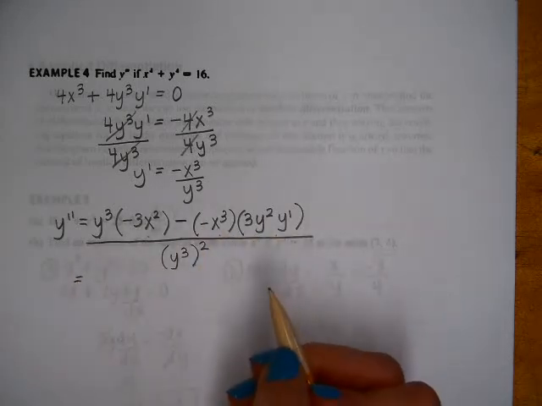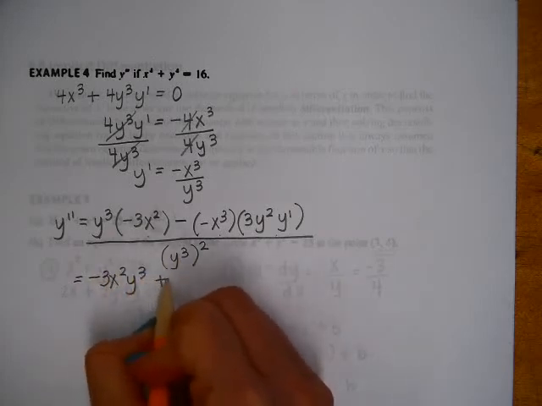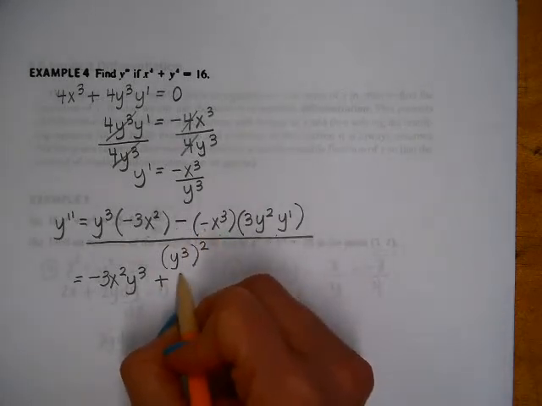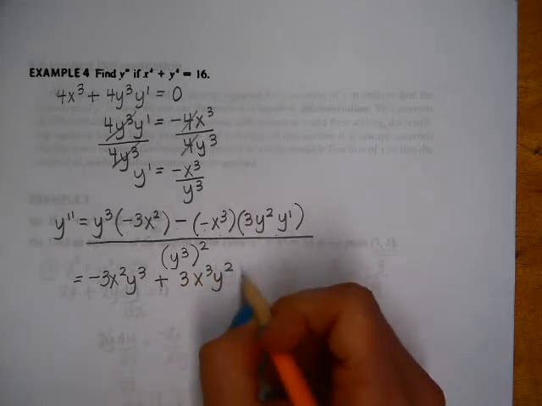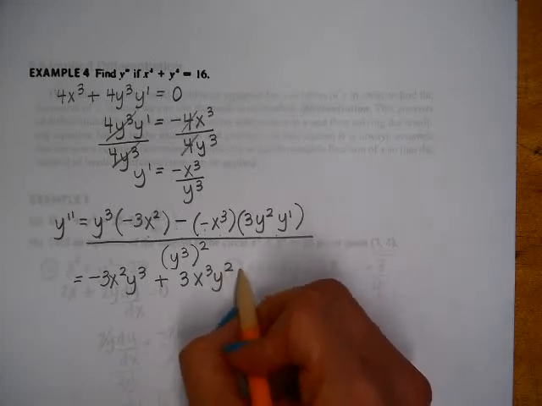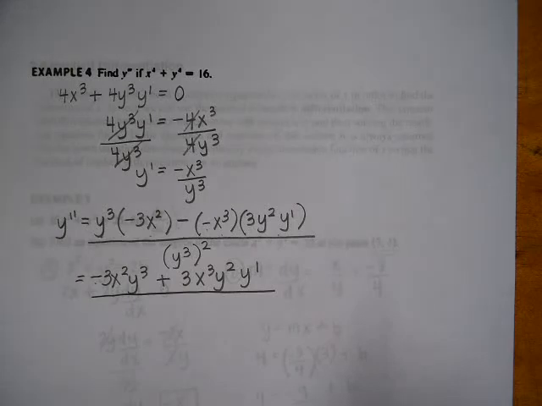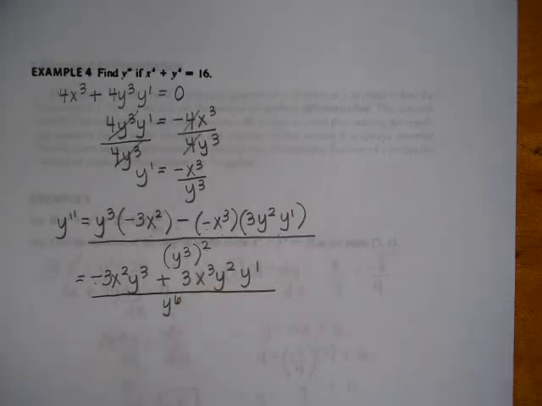So now let's simplify that a little bit. So that's going to give me negative 3x squared y cubed. Negative times a negative makes a positive. Plus 3x cubed y squared y prime, all over y cubed squared. Power to a power, we multiply, so that gives us y to the 6.